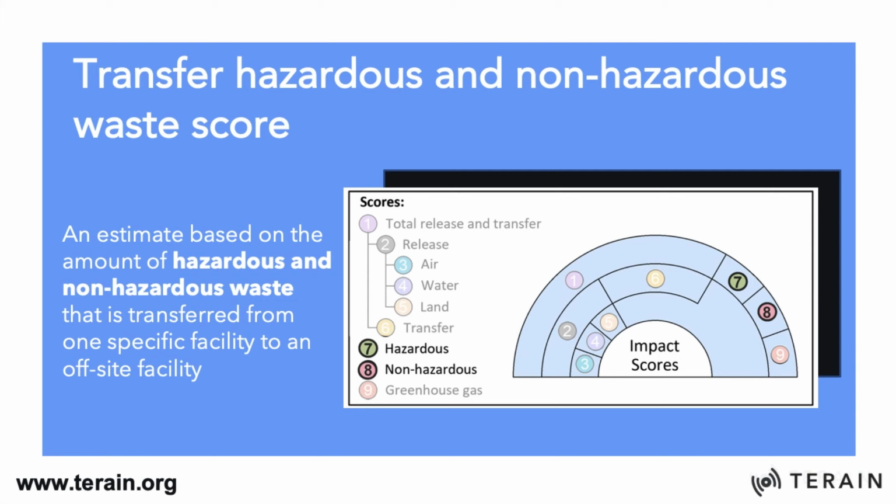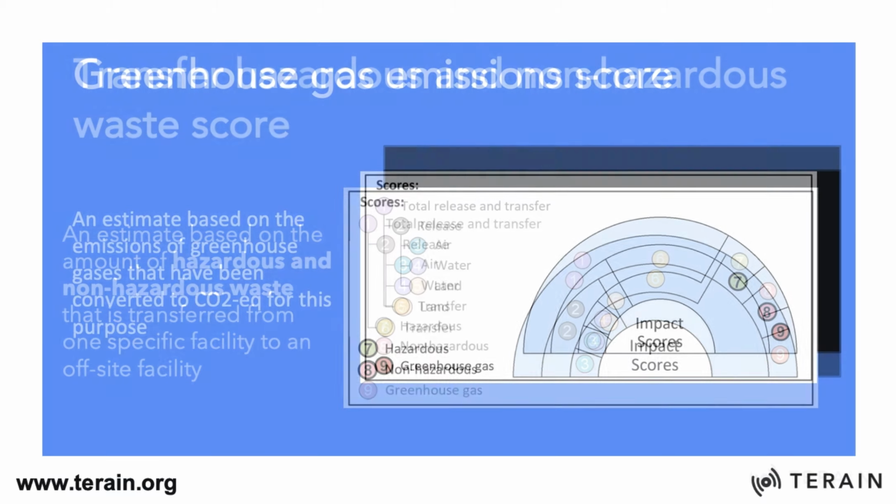Then we've got scores number 7 and 8. These are the transfer hazardous and non-hazardous waste scores. These scores are based on the amount of waste, be it hazardous in the case of score number 7 or non-hazardous in the case of score number 8, that gets transferred from one specific facility to an off-site facility.